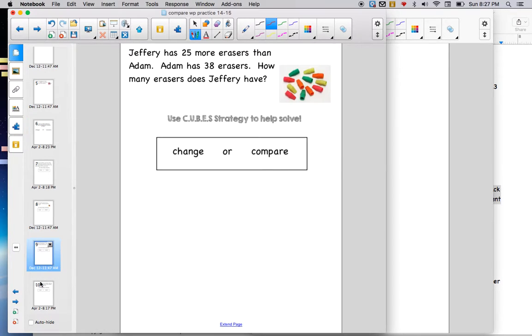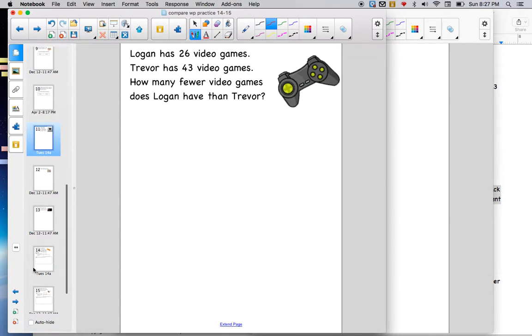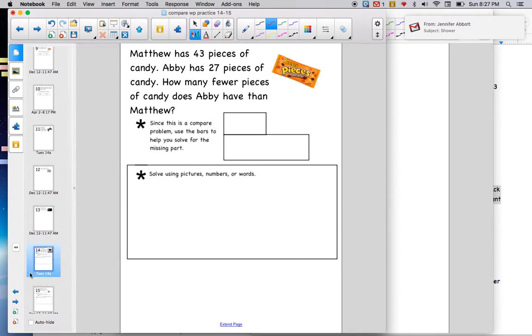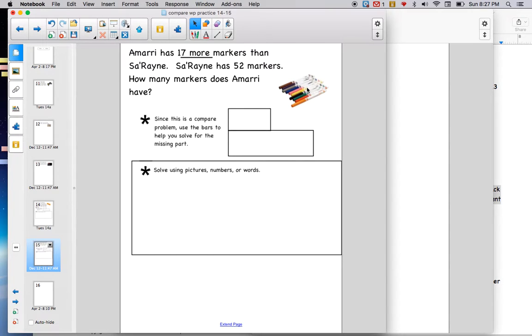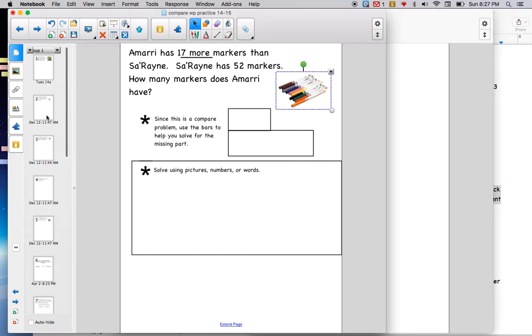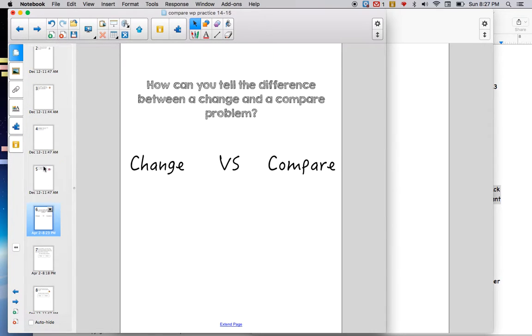You know what? There's some good clip art in here. My clip art's being weird. Oh, there's a video game controller, but I don't really want that. Let's see. Is this candy? Oh, let's try markers. Sure, why not? Okay. Let me get this picture of the markers. Let's go back up to where we were. And let's put the markers over here.